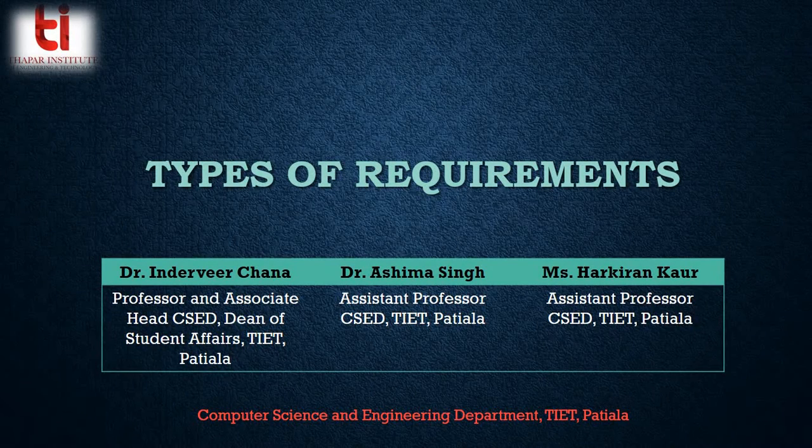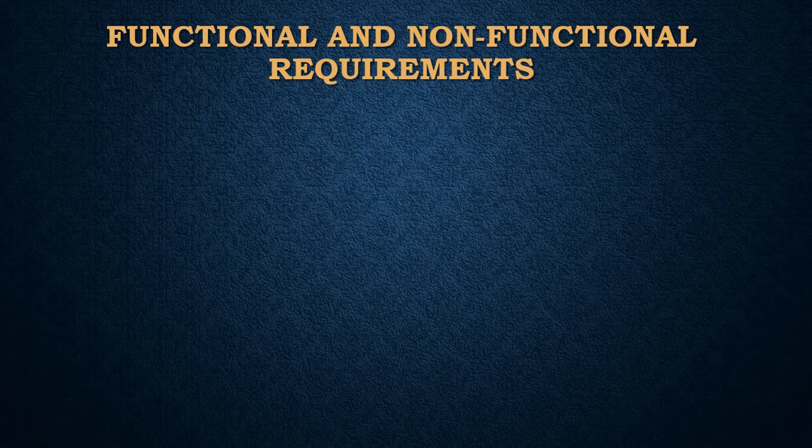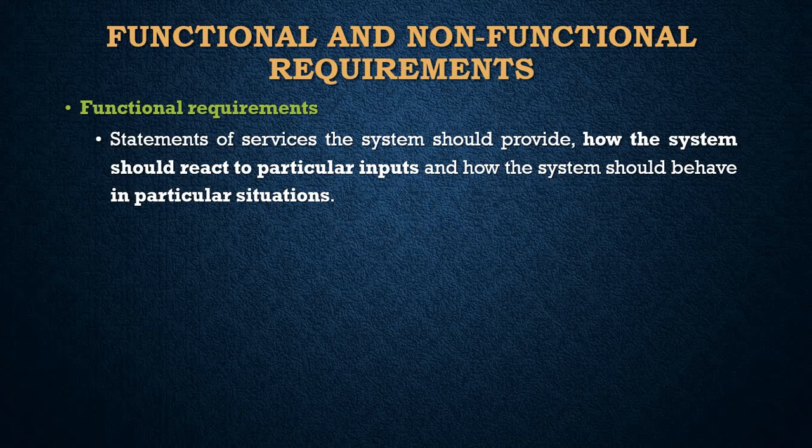Hi. In this video, we will understand different types of requirements. These include functional requirements, non-functional requirements, and domain requirements. Functional requirements, or the features of the system, are the services which the system should provide. Each functional requirement specifies the outcome or behavior expected from the system, when provided with particular inputs or conditions.